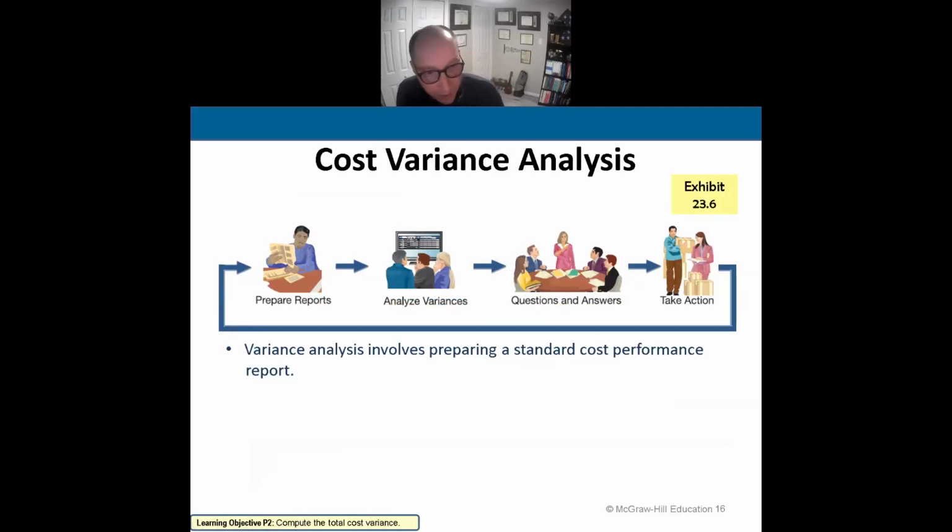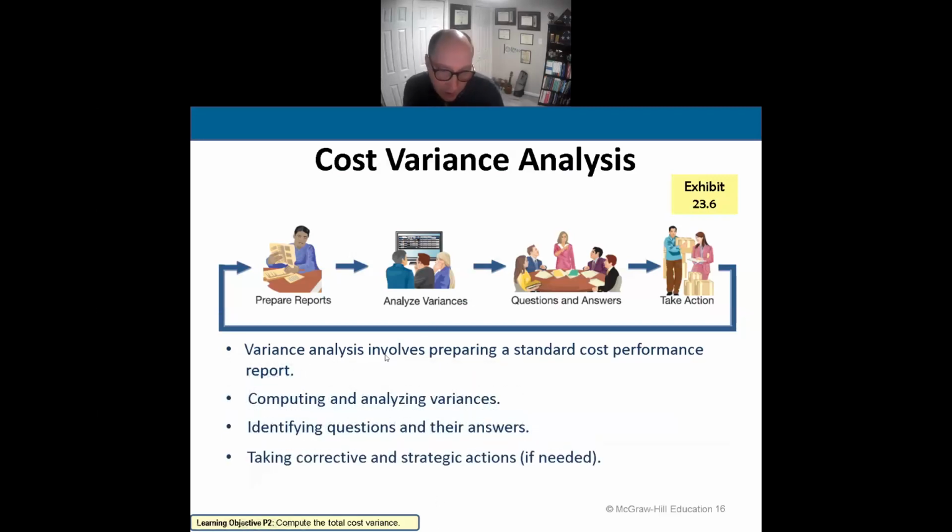Why do we look at variances in the first place? Well, they help us to better understand the business. They help us to optimize our performance, and they help us to better improve the overall business. So I prepare my variance reports, I analyze them, I conference about them, and then I take action. I'll make a decision. Variances involve this process: compute and analyze the difference, identify and answer any questions, and take corrective action if we have to.